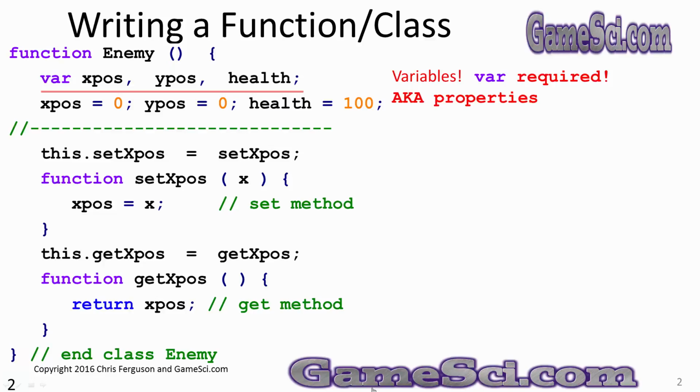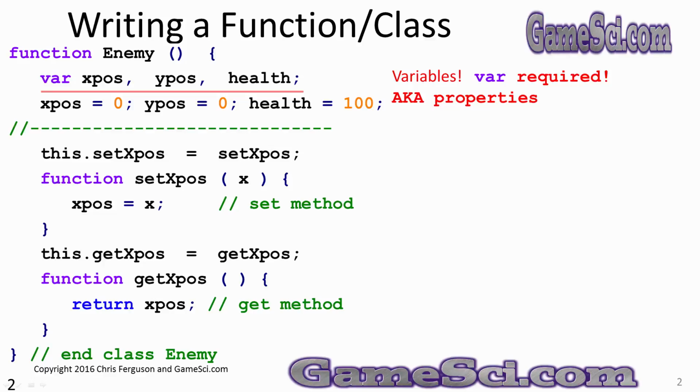Classes/objects have variables. The var in this case is very much required. You have to use var here. We want these to be local variables so they're contained entirely within the object enemy. These are also known as properties. The proper object-oriented term for the variables that are part of the object are called properties.